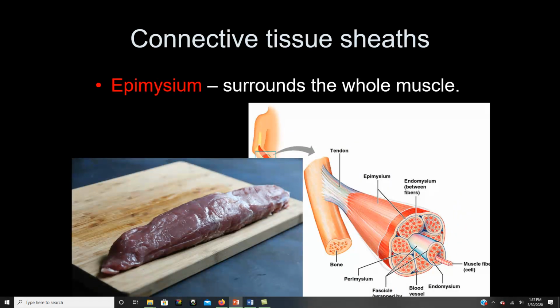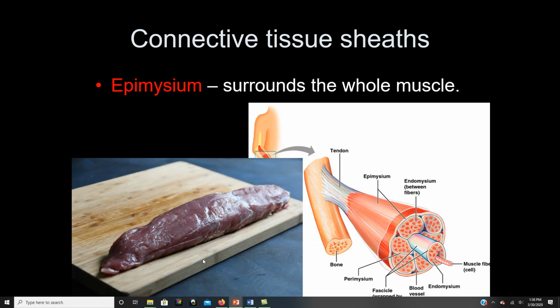Next up, you have describe the connective tissue sheaths. This is an old picture from an older version of the textbook. So this is a muscle cell. It has a sheath around it, and then multiple muscle cells get bundled together to make a structure called a fascicle. There's a connective tissue sheath around a fascicle. Then a bunch of fascicles get bundled together to make the whole muscle. The whole muscle is surrounded by a connective tissue sheath called the epimysium.